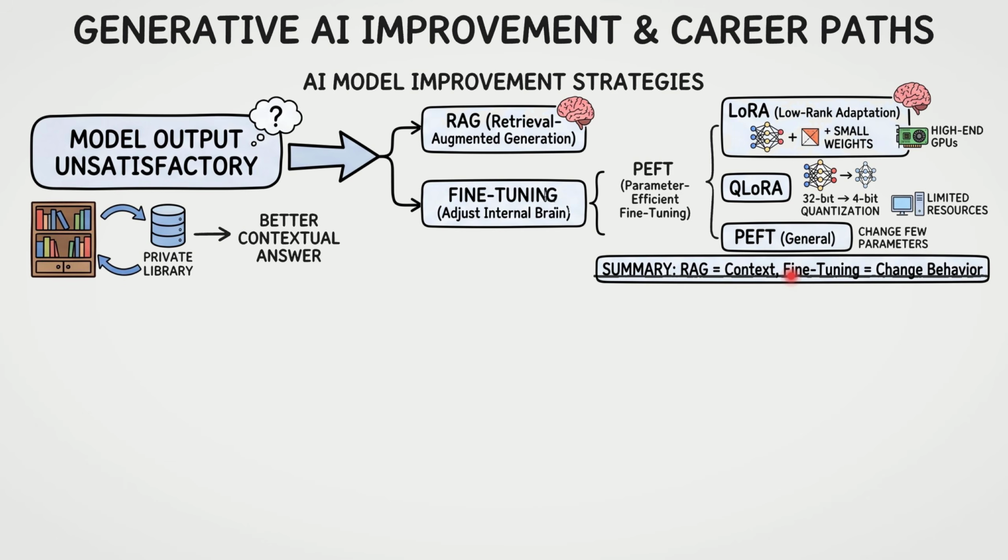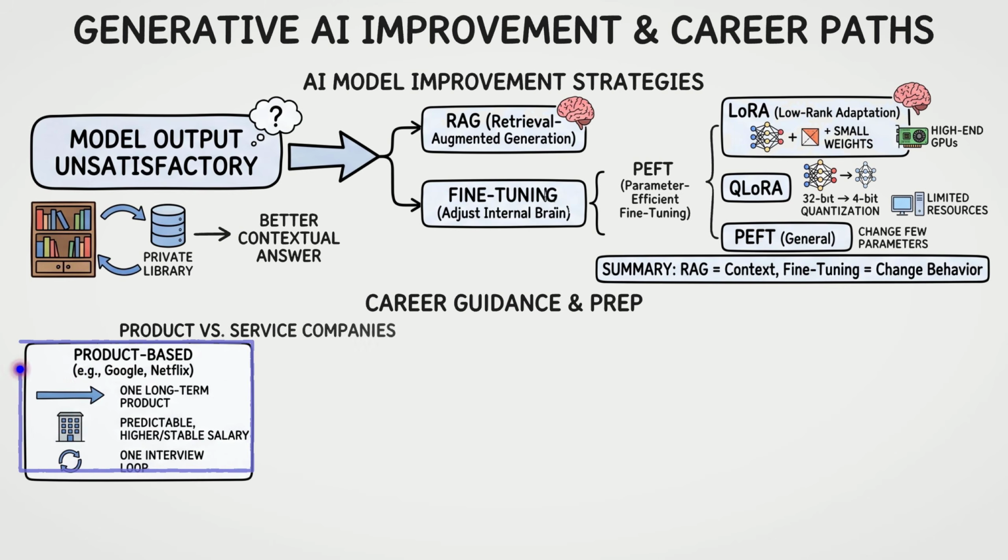Now, understanding where you apply these skills is just as important as what you know. Let's look at the career guidance side. There are two main types of companies you might target. First are product-based companies like Google or Netflix. You will generally work on one long-term product. The work is predictable. You usually get a higher and more stable salary, and there is typically just one main interview loop.